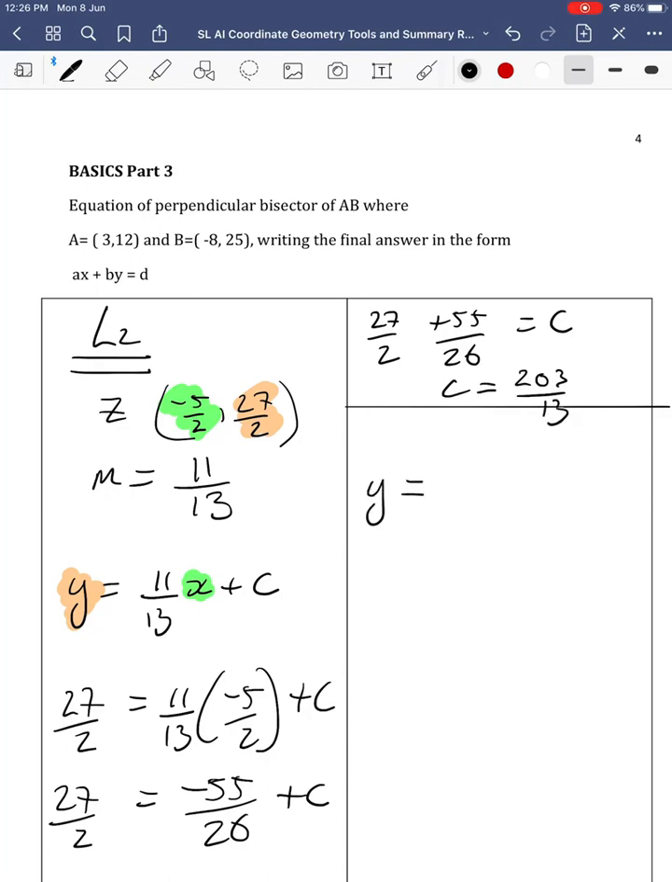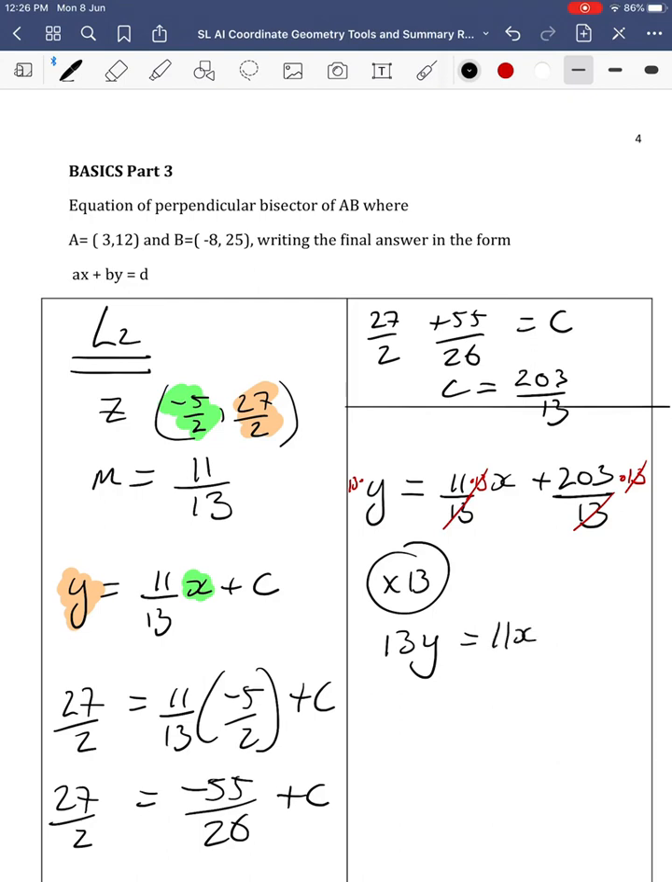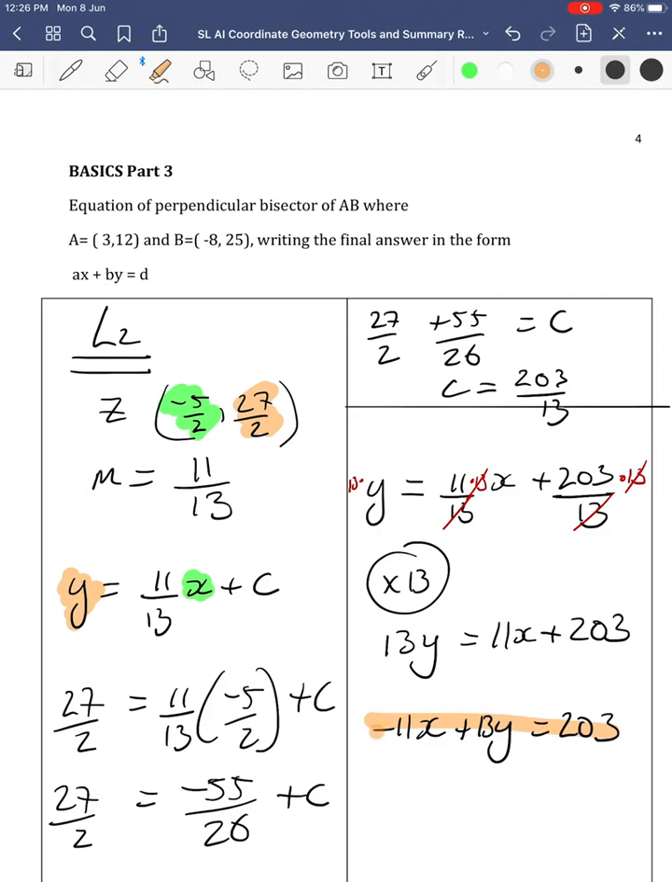So let's write out the equation. y equals 11 over 13 x plus 203 over 13, and then let's times everything by 13 again, the trick from before. So this gets times by 13 on the left hand side, this gets times by 13, and this gets times by 13. And can you see the 13s cancel out here and here, and we are left with 13y equals 11x plus 203. Rearrange it, negative 11x, so the 11x comes to the left and becomes negative 11x, plus 13y equals 203. And we have got the equation in the form ax plus by equals d, which is what is asked for.